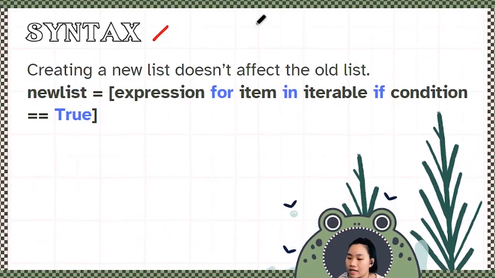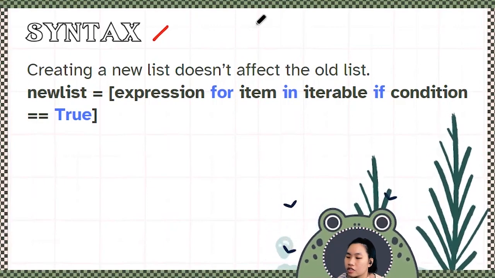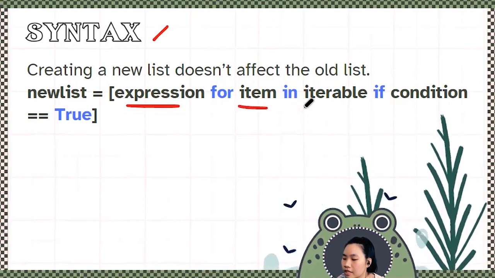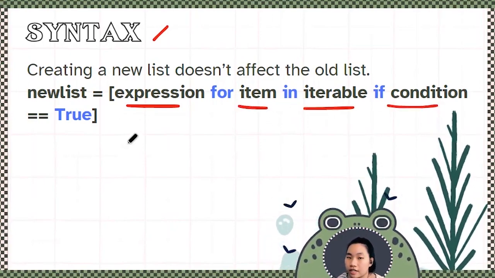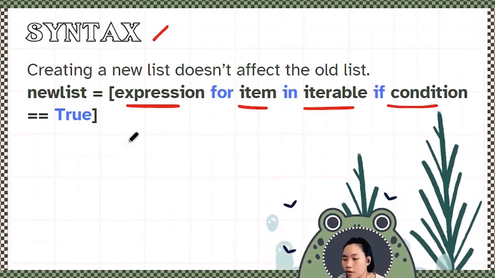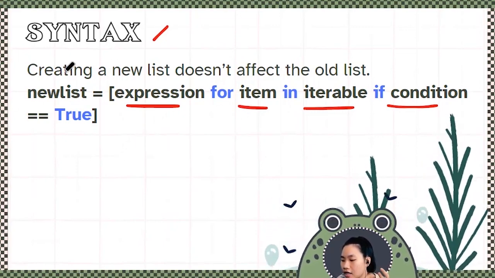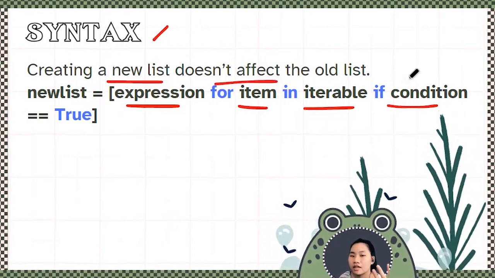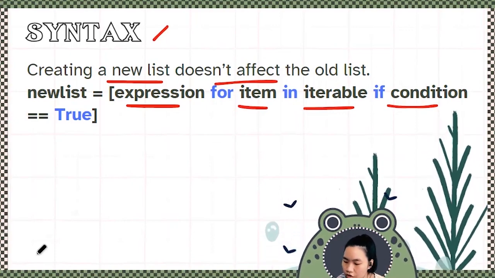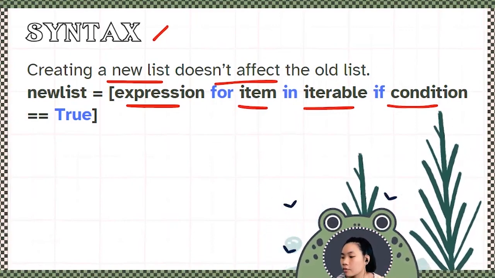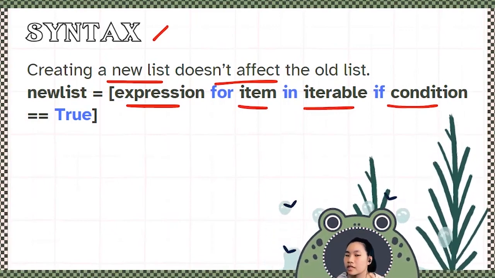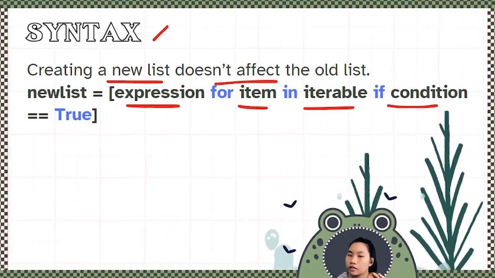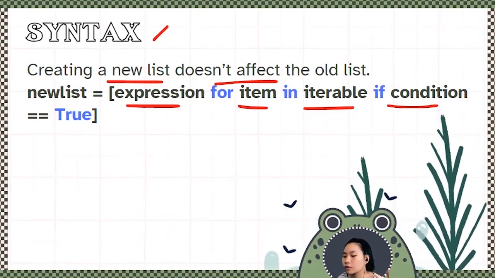Now let's move on to the syntax. This is just a quick introduction. I'll be going deeper into what expression means, what item means, as well as iterable and condition in part 2 of list comprehension, all right? And something to note is that creating a new list does not affect the old list. So you can just churn out list comprehensions after list comprehensions and for loops as long as you put it in a different name. It does not affect the old list whatsoever. You can continue to reuse the old list again and again.